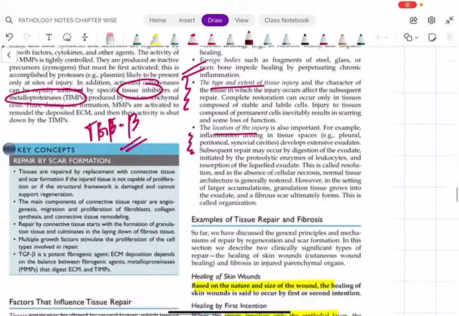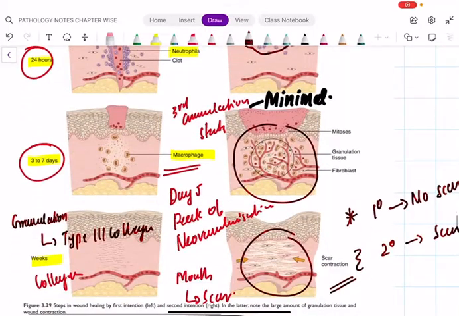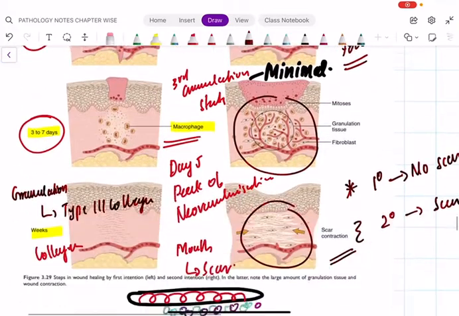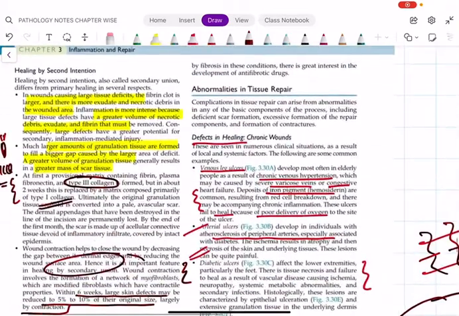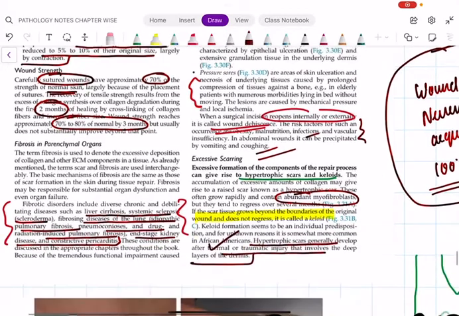Fine. Once that is done, what are the factors and what is healing by primary and secondary intention? Please focus on this picture. You can understand and write. On 24 hours, 3 to 7 days, within weeks and months. And finally, what is secondary intention? Myofibroblast scar contraction. Scar contraction occurs mainly during secondary intention. Very good. And wound strength never attains 100%.